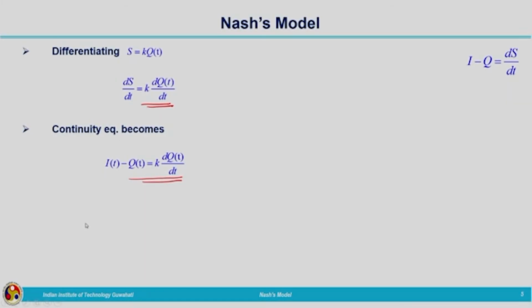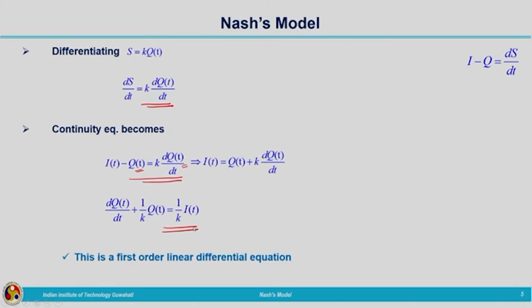Similar terms, here we have Q of t, here we have dQ of t by dt, will be taken towards one side. So, we can write I of t is equal to Q of t plus K dQ of t by dt. We will do some rearrangements with the terms: dQ of t by dt plus 1 by K Q of t is equal to 1 by K I of t. Now, we need to find the solution of this differential equation. This is a first order linear differential equation.